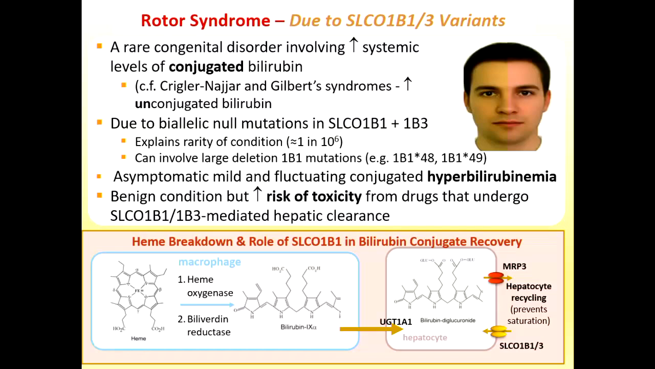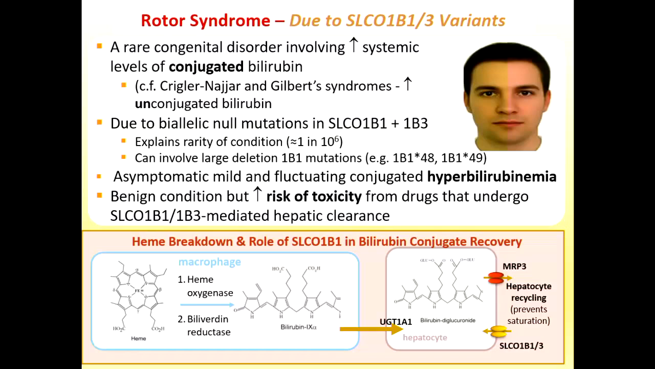Now before we get to that though, and the pharmaceutical implications, let's just talk about a clinical condition associated with impaired handling of an endogenous molecule. So this is bilirubin, and it results in a condition known as Rotor syndrome, and this can occur due to inherited variants in both 1B1 and 1B3.